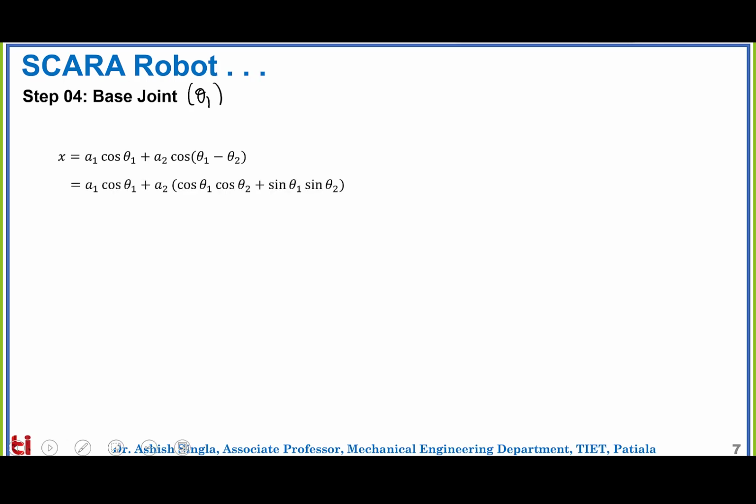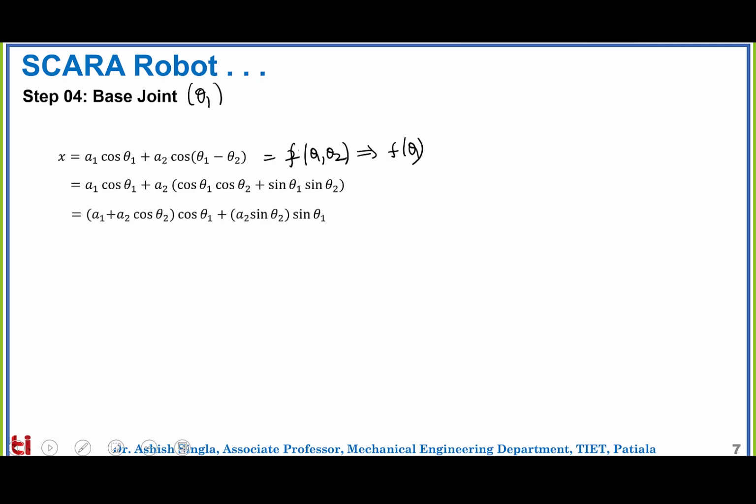So x we know can be written this way, and you see that x is a function of theta 1 and theta 2. Rest all are variables, and theta 2 is already calculated, so it now becomes a function of theta 1 only. So we'll expand this and reorient it so that it becomes only a function of theta 1. Let's try to see.